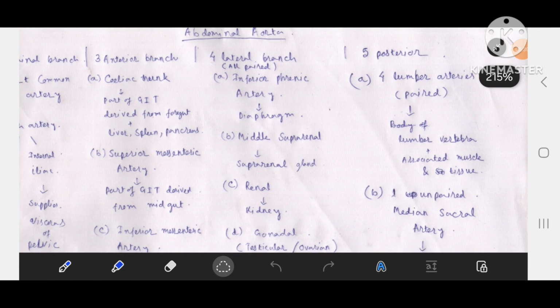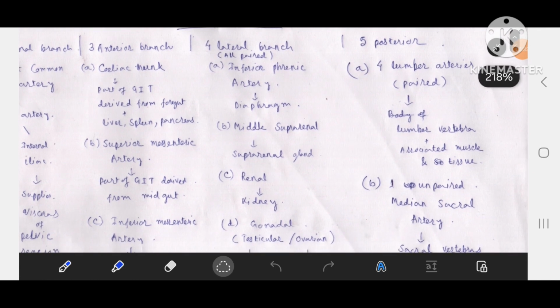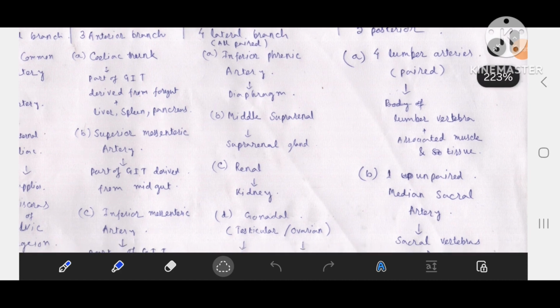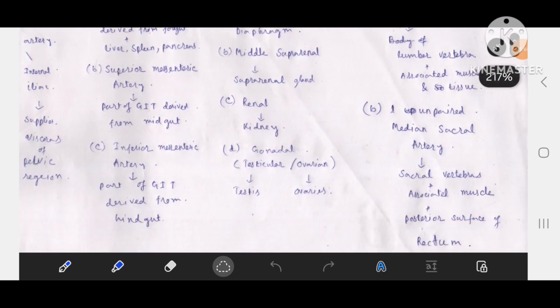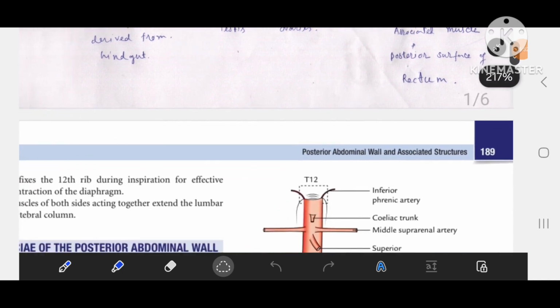After that, I will talk about four lateral branches. The four lateral branches are inferior phrenic artery. Inferior phrenic artery will supply the diaphragm, middle suprarenal artery, which will supply the suprarenal gland, the renal artery will supply the kidney, and the gonadal artery, that means testicular or ovarian artery. Testicular artery will supply testis, ovarian artery will supply ovaries.